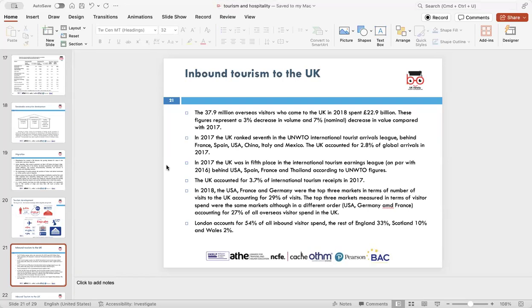In 2017, the UK ranked seventh in global international arrivals, following countries like France, Spain, the USA, China, Italy, and Mexico, accounting for 2.8% of worldwide tourism arrivals. Furthermore, the UK held the fifth spot in international tourism revenue, following the USA, Spain, France, and Thailand, contributing 3.7% of global tourism income.